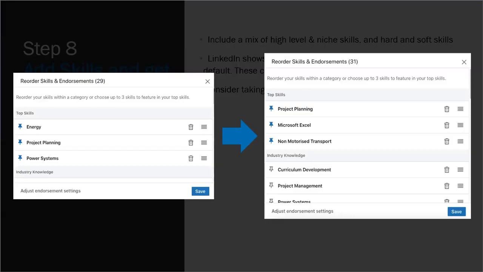And I want things like Excel and project management to show. So I can just click on the blue pin to unpin it. And then other skills that I want to pin to my profile, I'll click that pin and it will be moved up. Everything will still be visible, but your top 3 skills will be highlighted and you can control what those top 3 skills are, or at least the skills that are pinned to your profile that people see immediately.